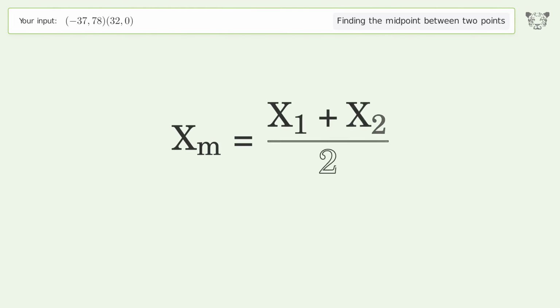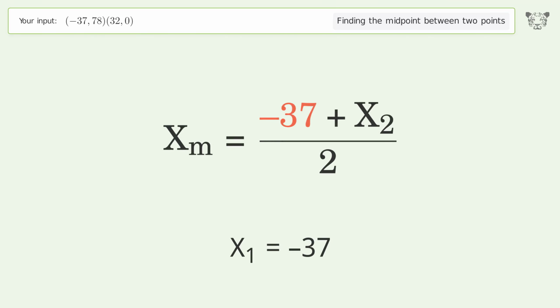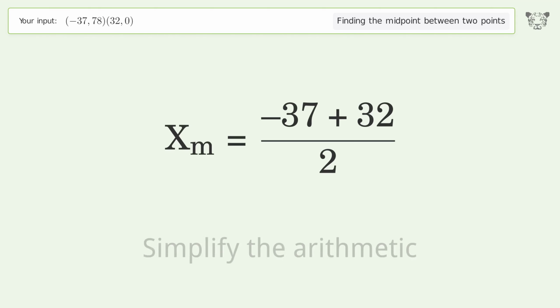Use the x values in the midpoint formula to find the midpoint's x. x1 equals -37. x2 equals 32. Simplify the arithmetic.